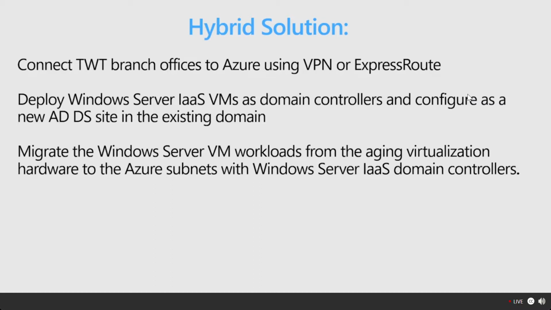So what Tailwind Traders could do is deploy brand new Windows Server IaaS VMs, that's a virtual machine that runs in Azure, and configure those VMs as domain controllers, and then configure a new Active Directory site in the existing domain to represent that Azure data center. They could move those VM workloads from the aging virtual machine hosts out at the branch offices into the Azure virtual networks that have got the IaaS VM domain controllers.